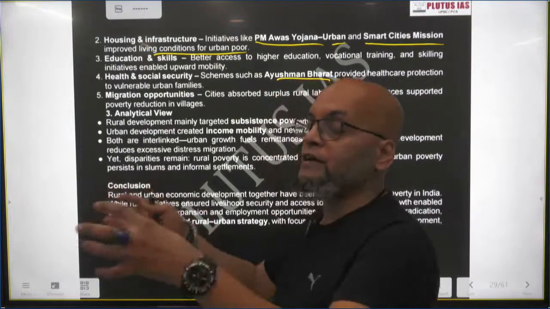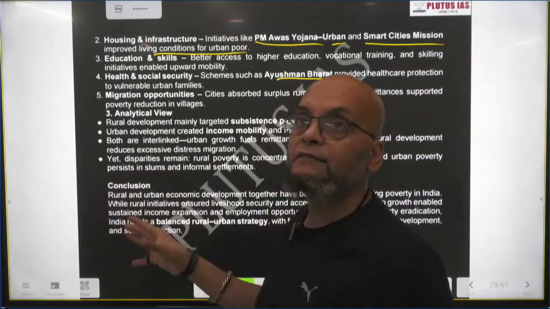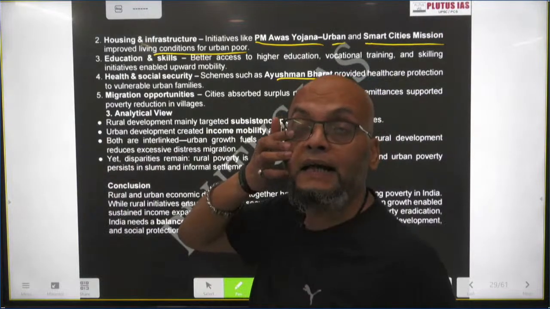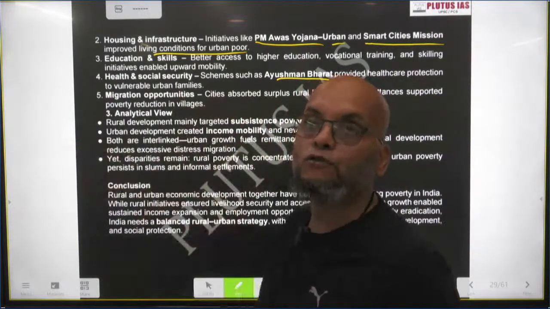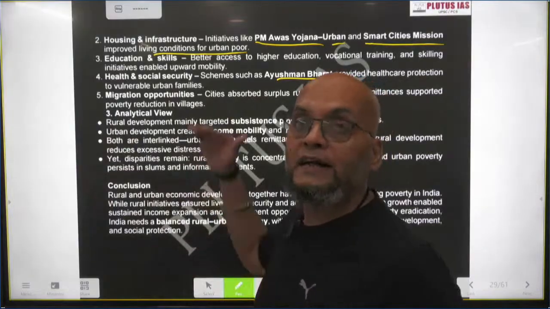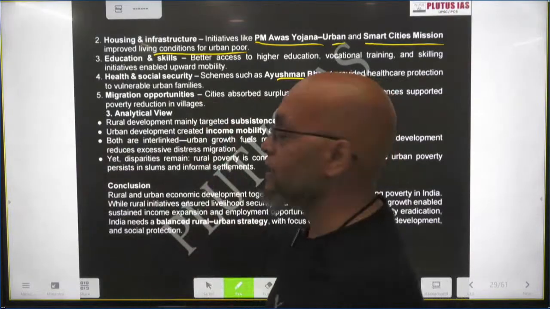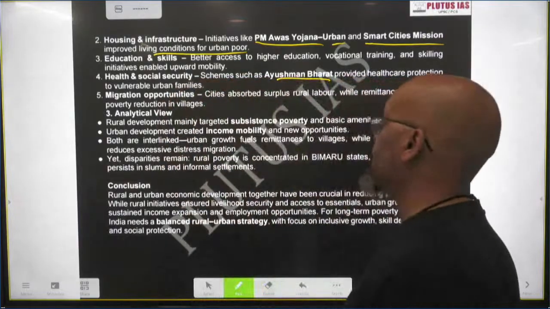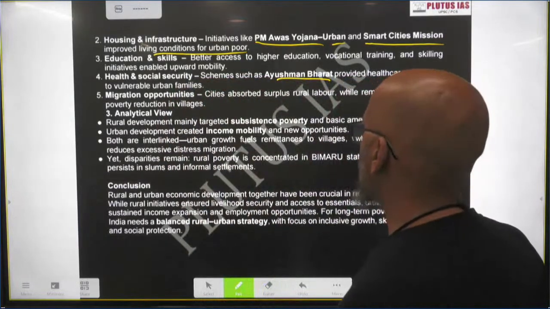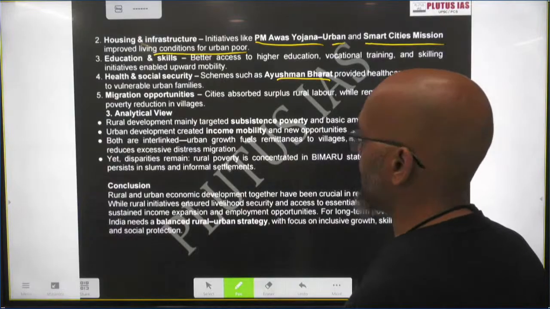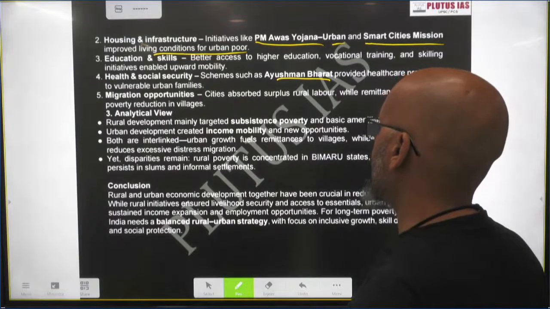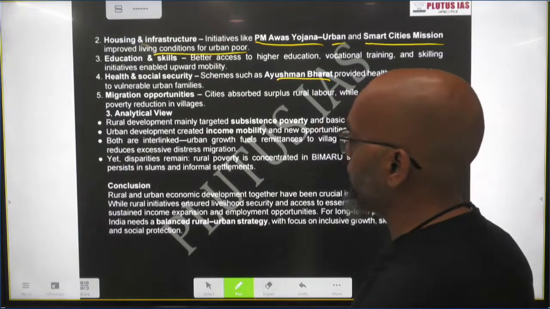So the workers were absorbed by cities, and in villages, through Jan Dhan Yojana and all, DBT, direct benefit transfer, was done to the accounts of the beneficiaries. So it reduced poverty in villages. Analytical view: rural development mainly targeted subsistence poverty and basic amenities. Urban development created income mobility and new opportunities.